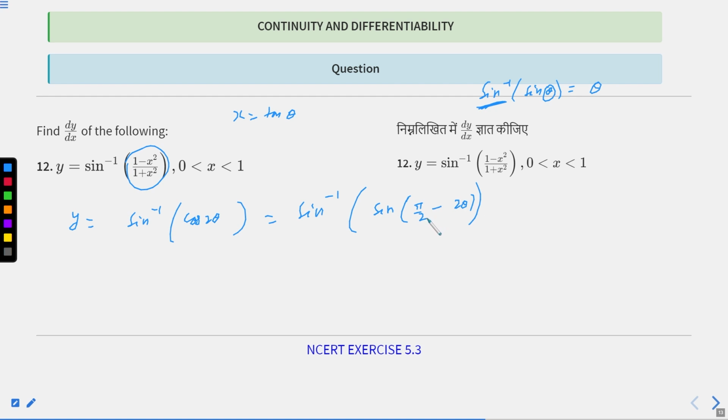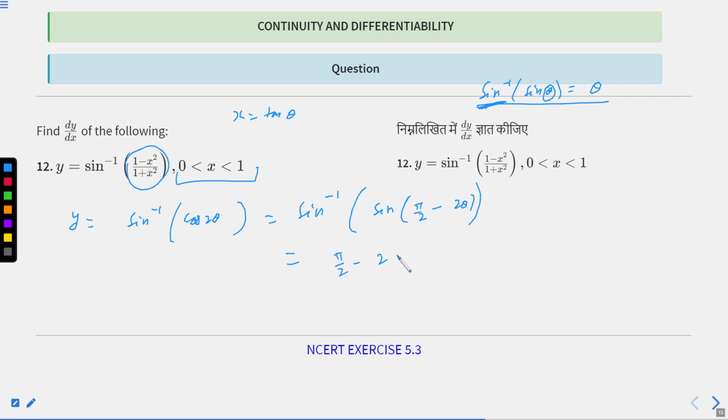From this you will know that this will be pi by 2 minus 2 theta. Using the minus, this given condition will help you attain this. And sine of 90 minus 2 theta will give you cos 2 theta also. So far so good.